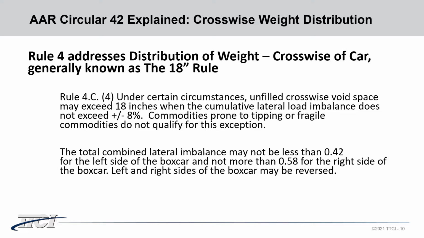Commodities prone to tipping or fragile commodities do not qualify for this exception. The total combined lateral imbalance may not be less than 0.42 for the left side of the boxcar or 0.58 for the right side of the car. Left and right sides of the car may be reversed. This rule generally applies to smaller units of items such as pulp bales.